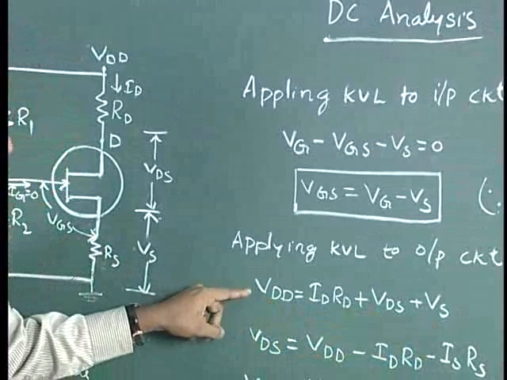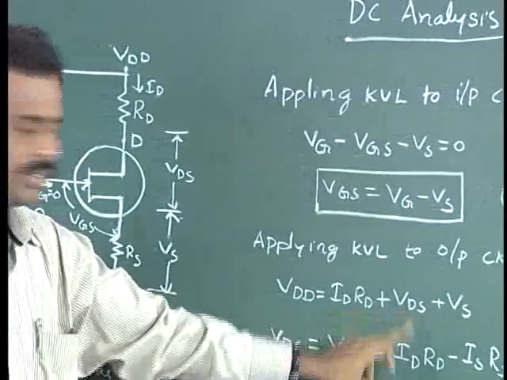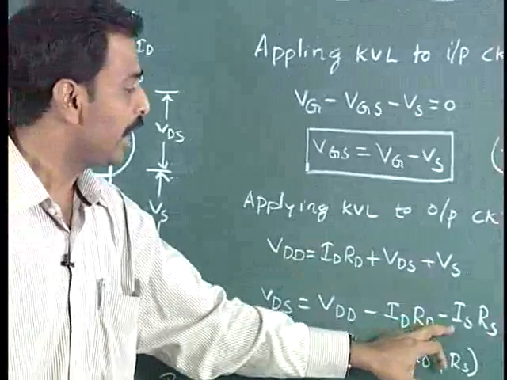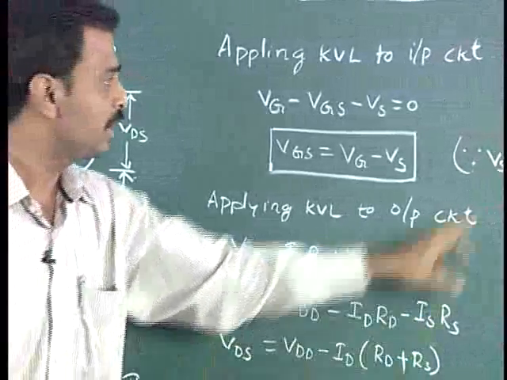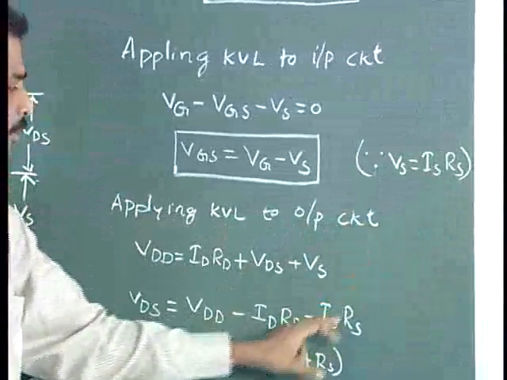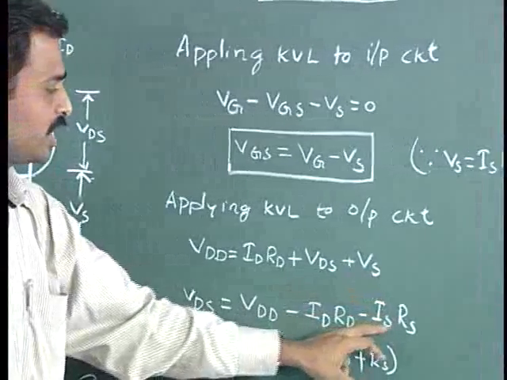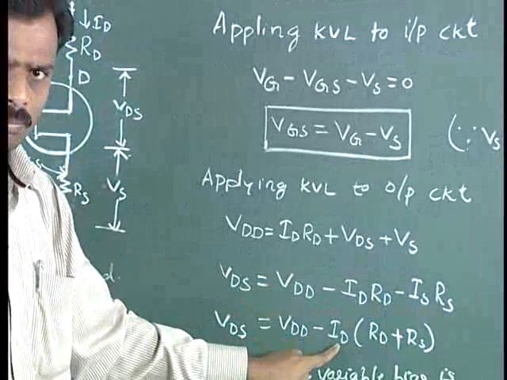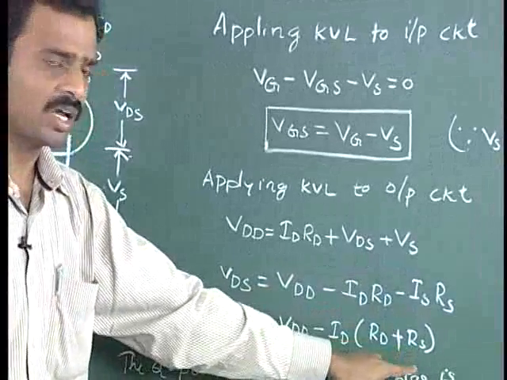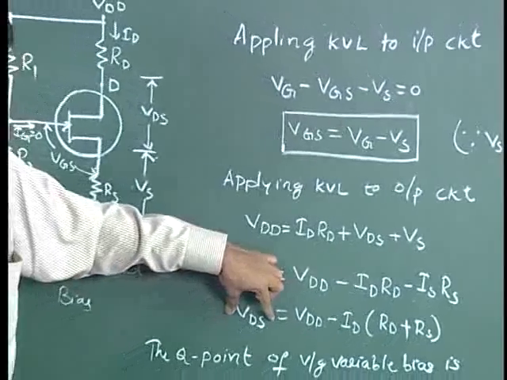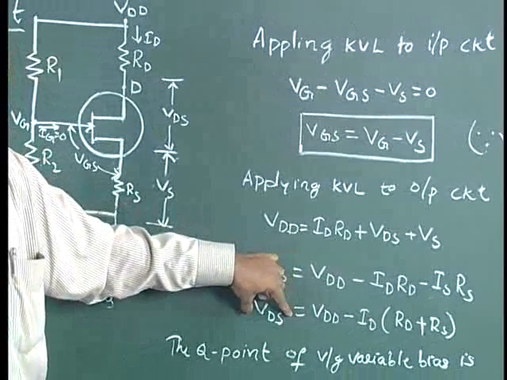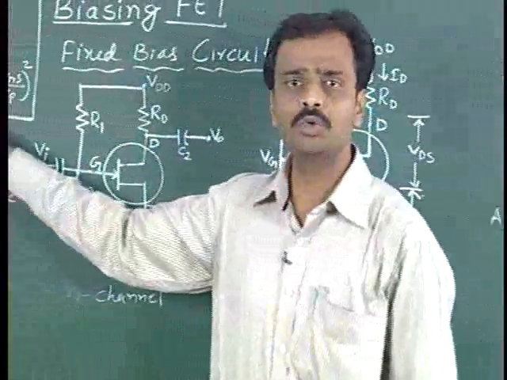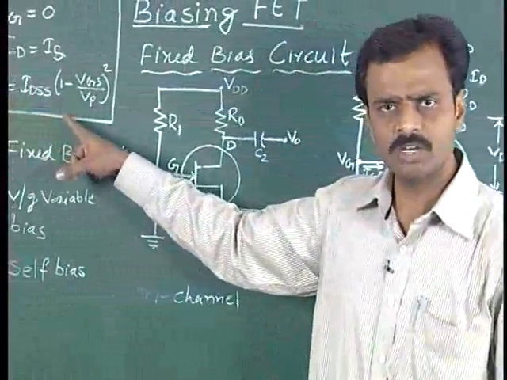Now, as we want the output voltage VDS, VDS will be equal to VDD minus ID RD, and VS can be replaced once again, as VS is equal to IS RS. I have replaced it here. Taking ID as common, we get RD plus RS. This is the final value of the output voltage, and we know that the drain current ID is equal to IDSS into 1 minus VGS by VP whole square.